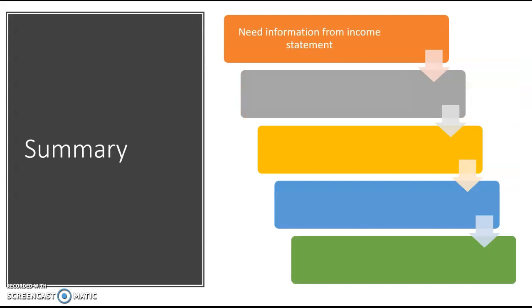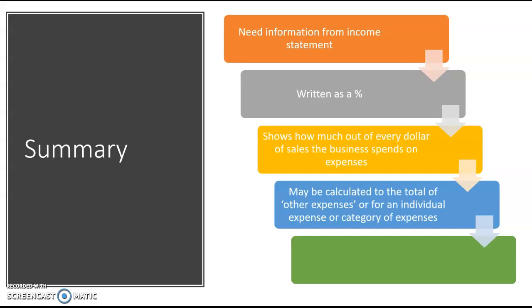So in summary, we need information from the income statement to calculate the expense ratio. It's always written as a percentage. It's telling us how much out of every dollar of sales the business is going to spend on a particular expense. It may be calculated for the total of other expenses or for any other individual expense or category of expenses on the income statement.